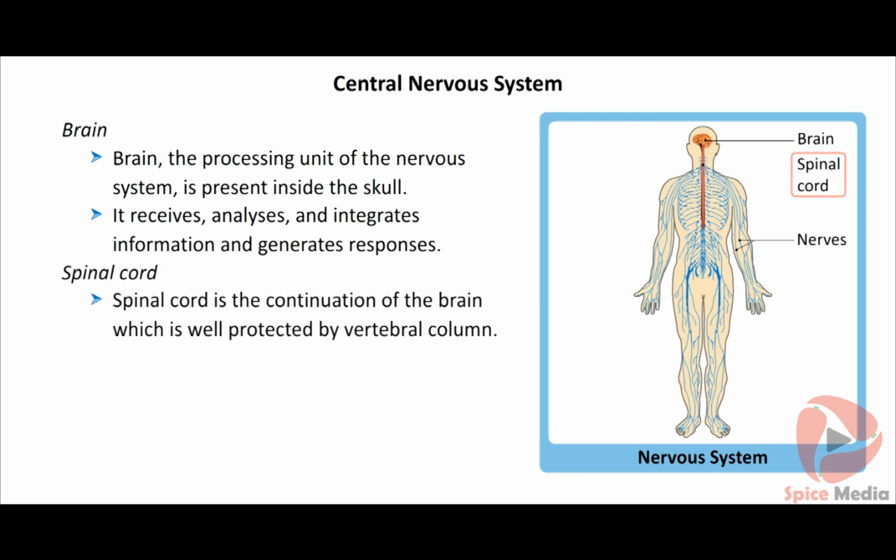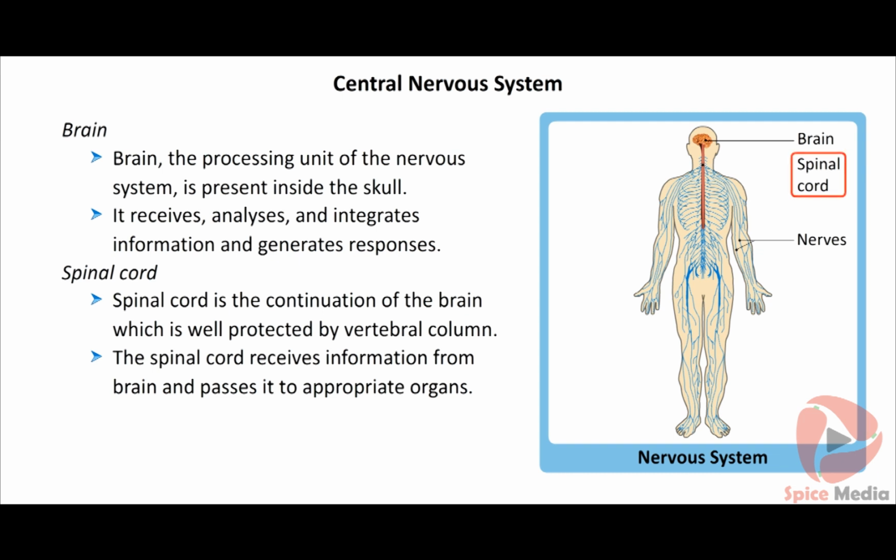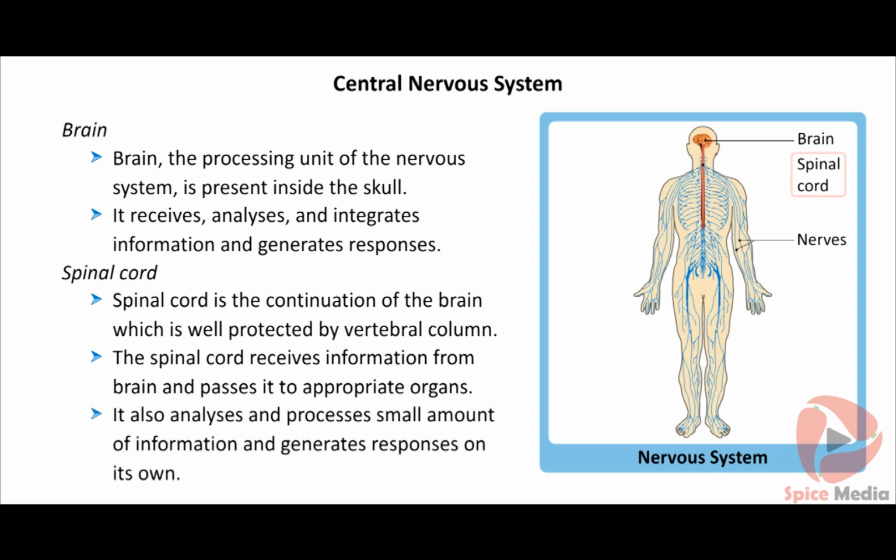The spinal cord is the continuation of the brain, which is well protected by the vertebral column. The spinal cord receives information from the brain and passes it to appropriate organs. It also analyzes and processes small amounts of information and generates responses on its own.